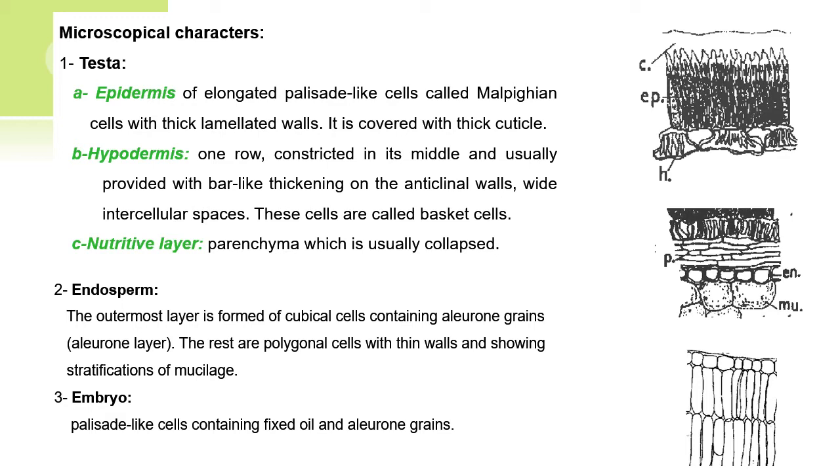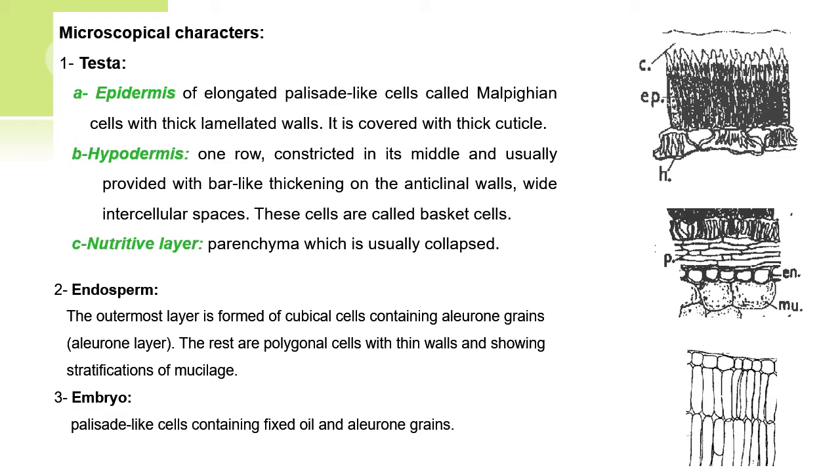The epidermis is followed by the hypodermis, consisting of cells with thin walls and intercellular spaces. The walls are thickened with bar-like thickening and constricted in the middle, giving a basket-like appearance. So this layer is known as basket cells. After the hypodermis, there is a collapsed layer of collenchyma, the hyaline or nutritive layer.